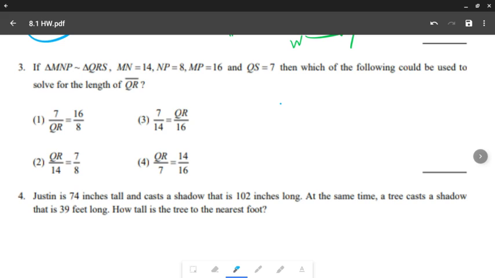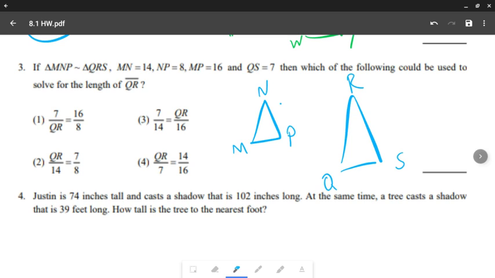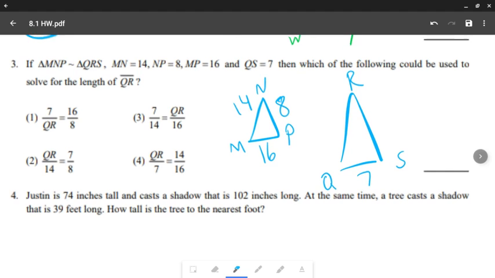Moving on, number 3, similar kind of question. All right, so we have 2 similar triangles, but no picture. Let's draw them. Here's the first one, M, N, P. Here's the second one, make it a little bigger, Q, R, S. Okay, so MN, that's 14. NP, that's 8. And MP is 16. And then we know that QS is 7. So it looks like I drew the small triangle and the big triangle backwards, but that's okay because it doesn't necessarily have to be to scale.